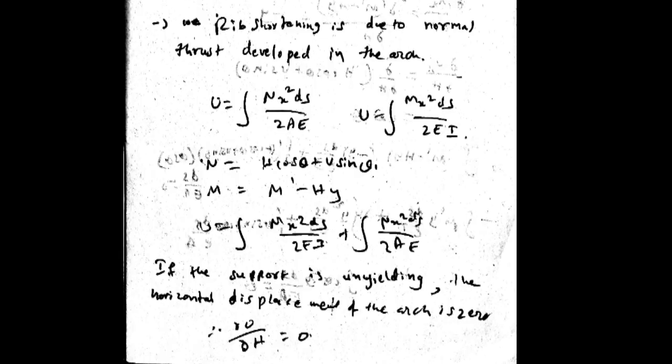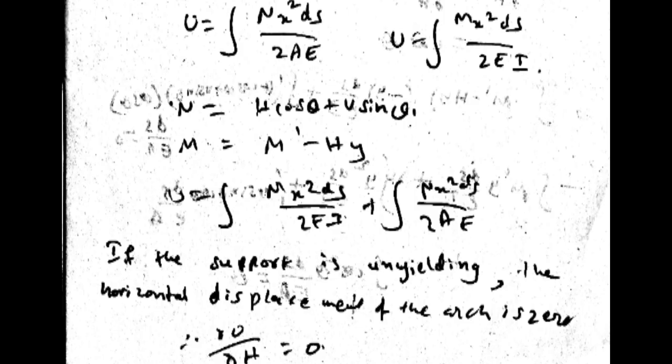So we know that the strain energy formula is the integration Mx square ds by 2EI. Here we also need to consider the normal thrust. Therefore, strain energy equals integration Nx square ds by 2AE, where Nx is the normal thrust. We know that normal thrust Nx equals H cos theta plus V sin theta, and Mx equals beam moment M dash minus H into y. So total strain energy U equals integration Mx square ds by 2EI plus integration Nx square ds by 2AE.